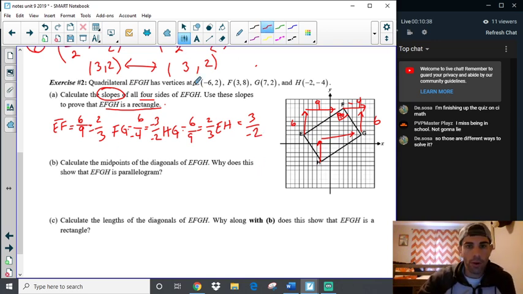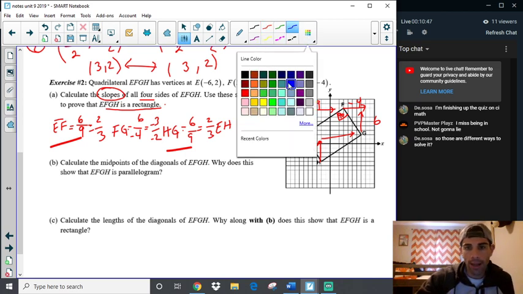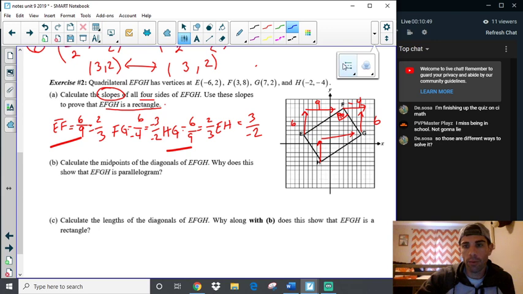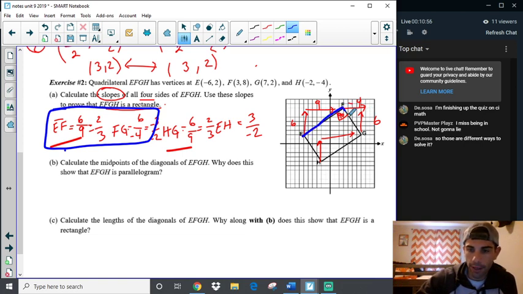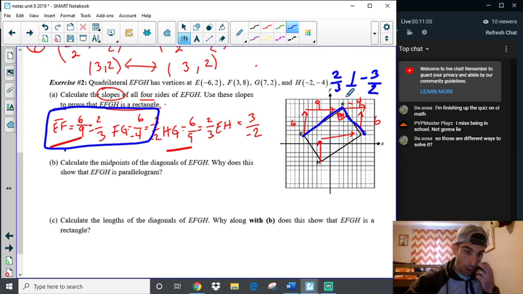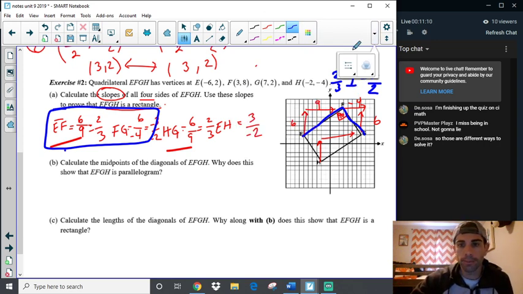As we said before, if we're looking at opposite sides, EF and HG, they have the same slope, so they are going to be parallel. But now, since we're looking at a rectangle, take a look at these consecutive sides, EF and FG. Their slopes are 2 over 3 and its negative reciprocal, negative 3 over 2. That's how I know that this is a rectangle, from that 90 degrees.